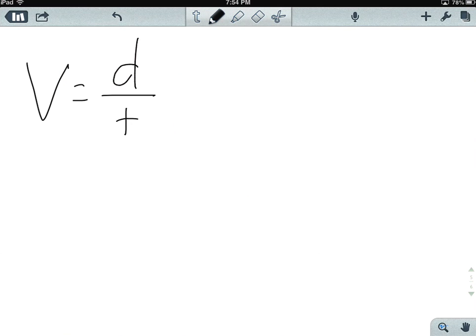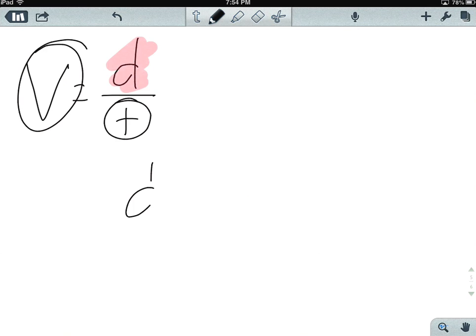Now, we can also solve algebraically. If we want to solve for distance, all we have to do is multiply these two variables here. Okay, and we get that our distance is going to equal our velocity times our time. Okay, so we can solve for distance that way. Now we can also solve for our time in this equation as well.